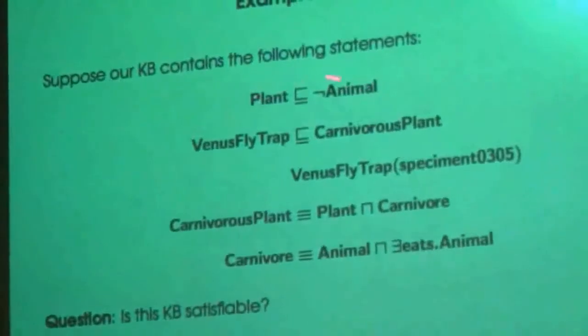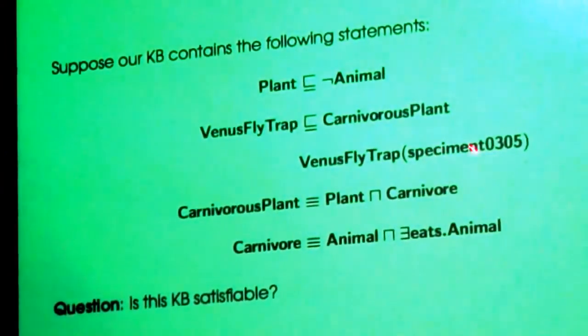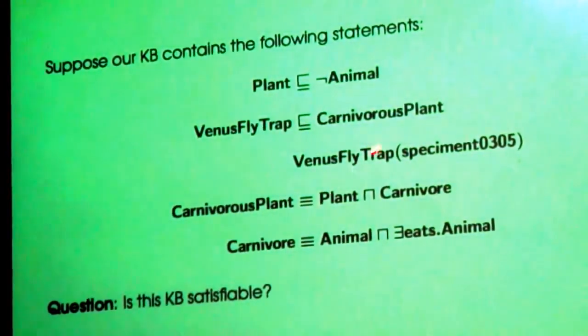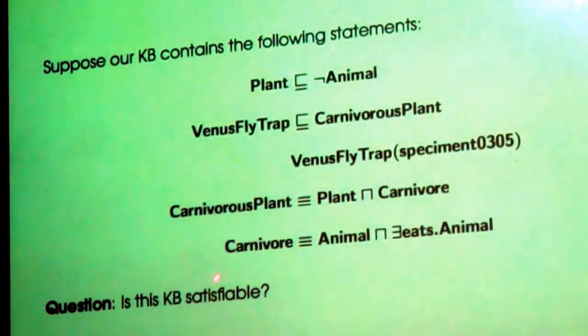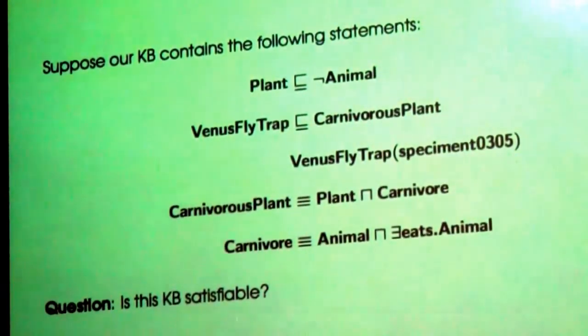So here I have a knowledge base, so I have some T-box statements, and I have this one A-box assertion here. So we have that plants are not animals, we had that before. Venus flytraps are carnivorous plants. And a particular specimen is known to be a Venus flytrap. Carnivorous plants are defined to be those plants that are carnivores, and carnivores are animals that eat at least some type of animal. Okay? So is this knowledge base satisfiable? Would we be able to define a model? No. Okay, why not? We have contradiction because Venus flytrap should be animal and not animal.